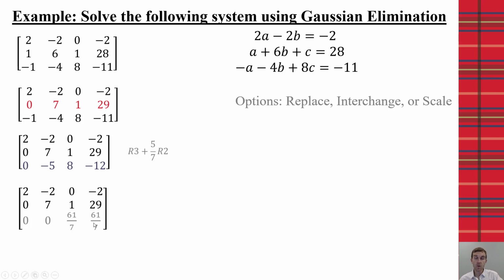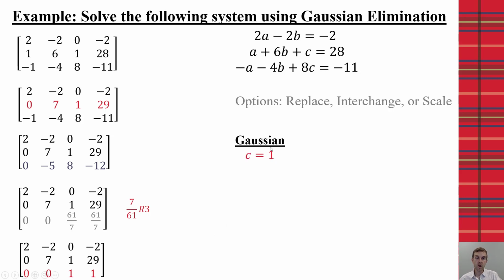Now here, we want to get our final value in this column to be a 1, so that it tells us exactly the value of c. So I ask, what do I need to make this become a 1? I'm going to multiply it by its reciprocal, 7/61. By doing that, I will maintain the 0, this will become 1, and this will become 1. This tells me now, in Gaussian elimination, that my c value is 1.